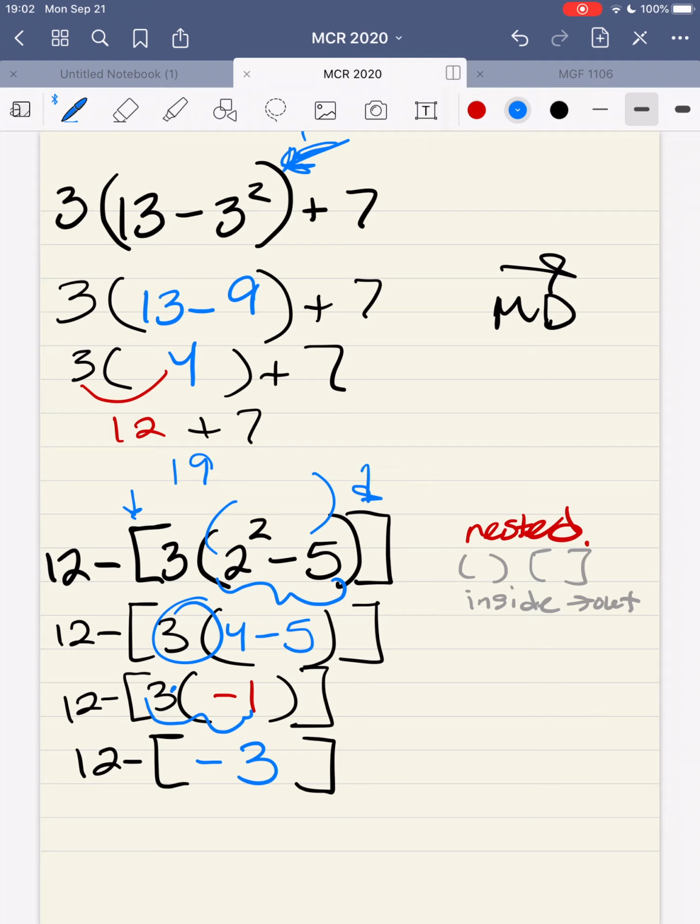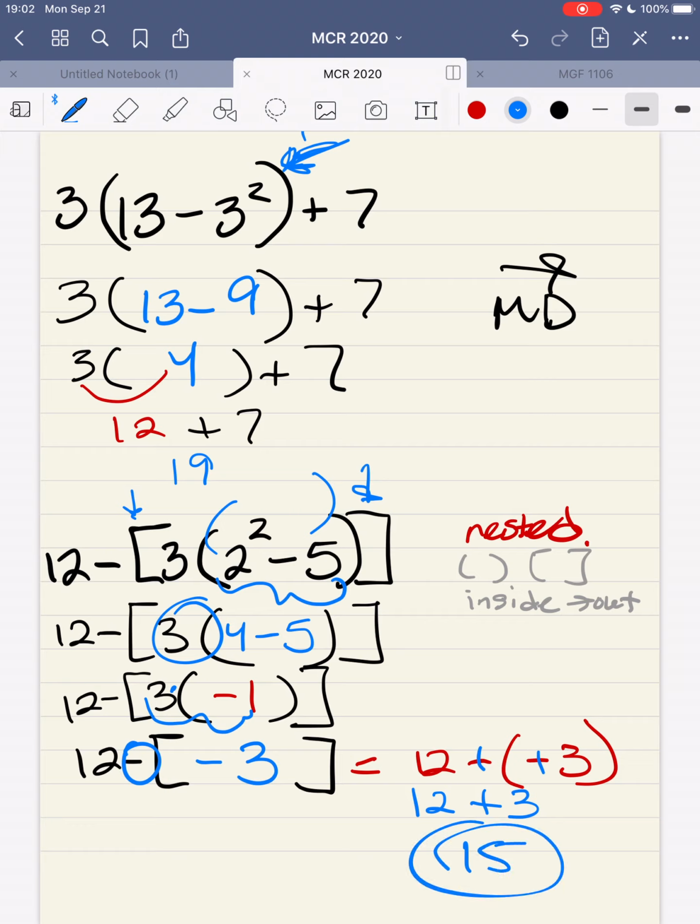Once I get the bracket down to one number, now I can reconsider what's going on outside of it. Well, outside of it, I have a minus sign. So in a nutshell, I really have 12 minus negative 3, changing the brackets to a set of parentheses. Due to our order of operations and our integer rules, we know this is really 12 plus 3, okay, which is going to give me a total of 15.